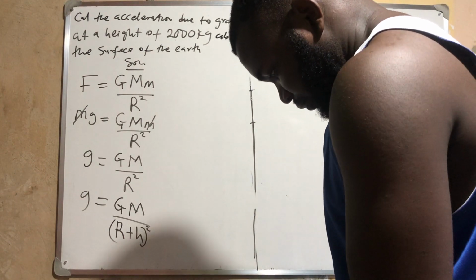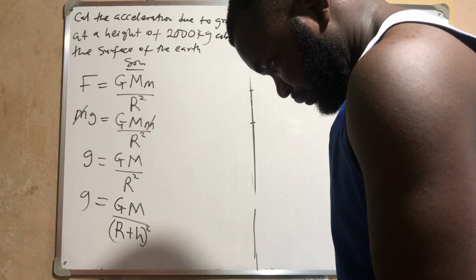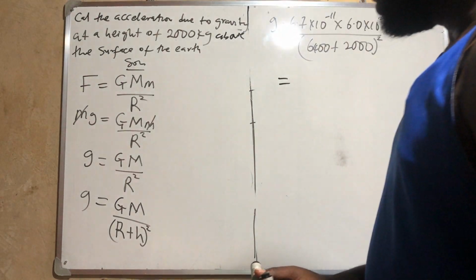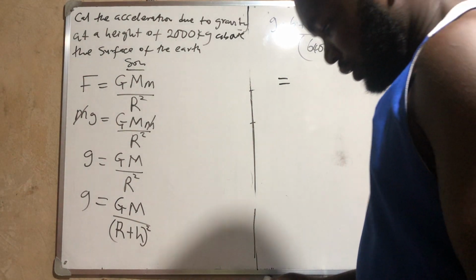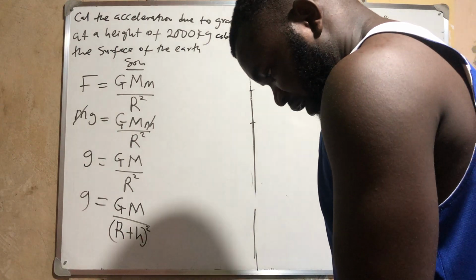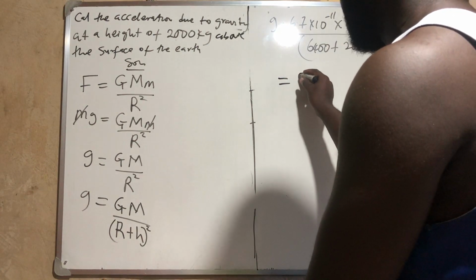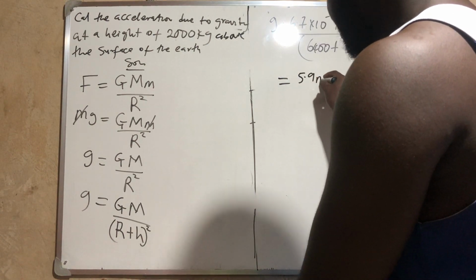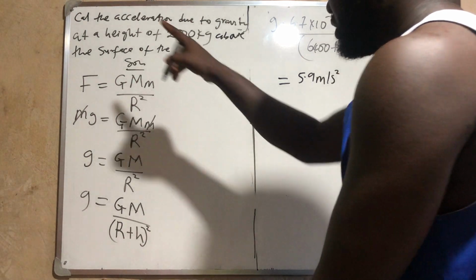There is no time to check time. Oh, the question has not even finished. Okay, so if you do everything there, you'll be having that the acceleration due to gravity there is 5.9 meters per second squared. So this is the first question.